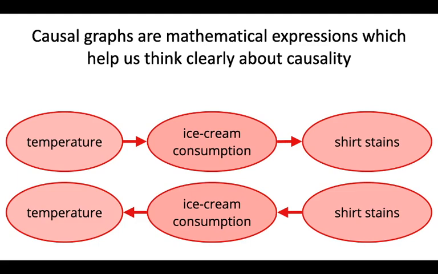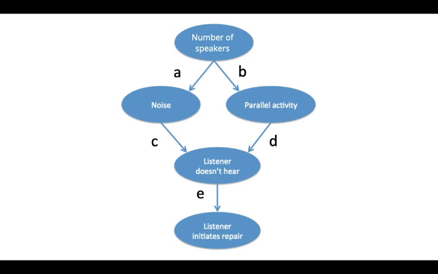So we can use causal graphs to express hypotheses without needing to say that they represent proof that the world really works that way. Okay, so let's have a bit of practice in interpreting a causal graph. I was part of a project a while ago that recorded lots of conversations between people, and we were interested in when people initiate repair, when they say, huh, or what, or pardon, and get the person to repeat themselves. And this was our basic idea about how that was done.